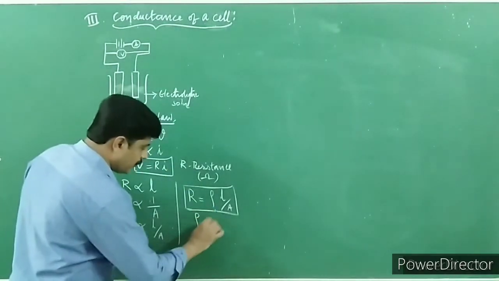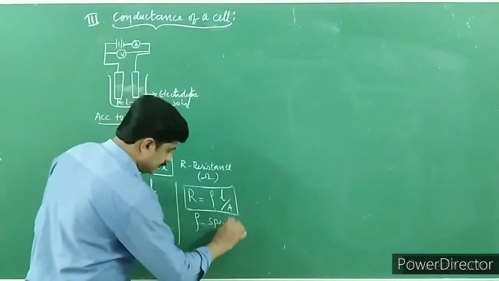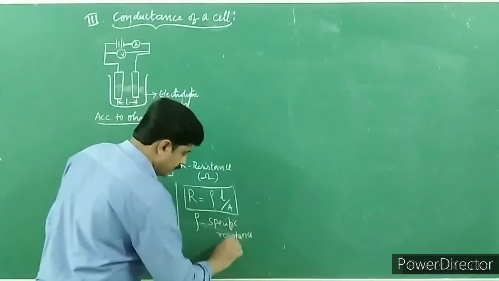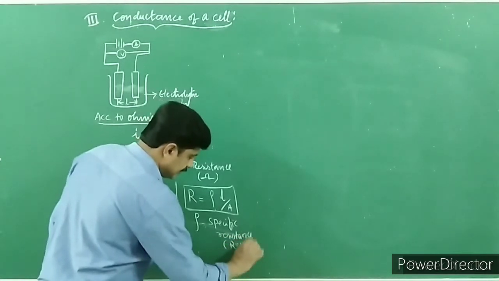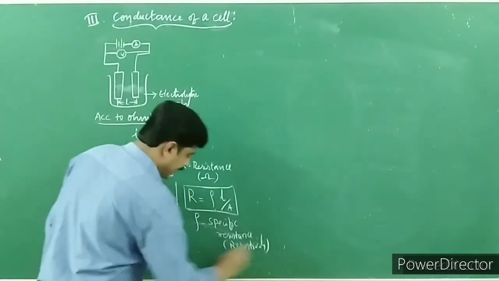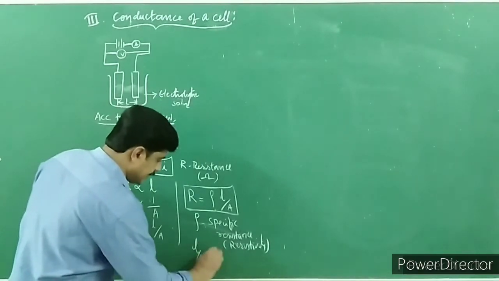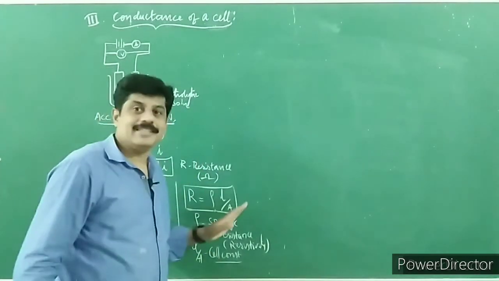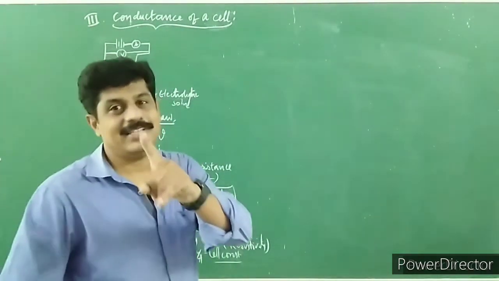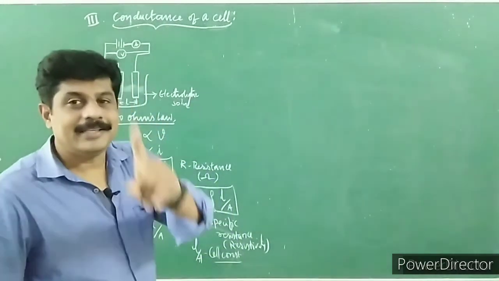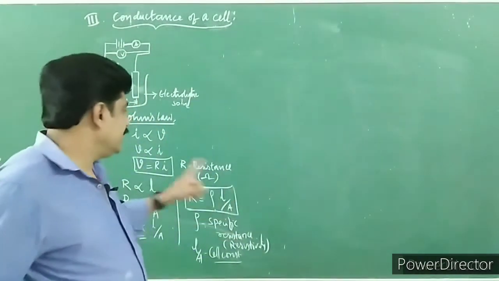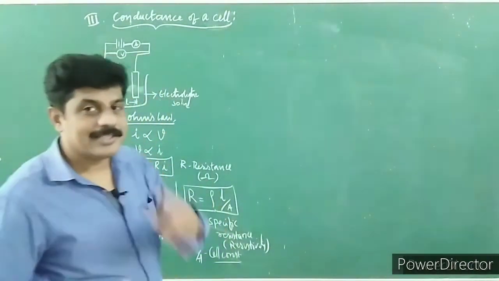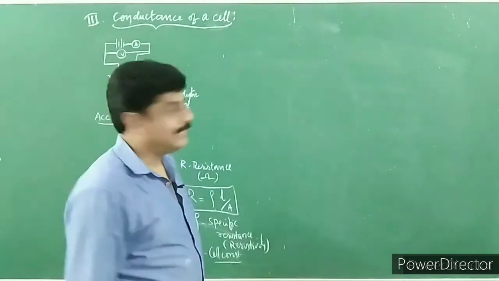Rho is what? Specific resistance, also called resistivity, where L by A is nothing but cell constant. Remember, all these terms you have learnt under physics. Children, in chemistry we are not using resistance or resistivity. Instead, we are going to take up what you call conductance and conductivity.